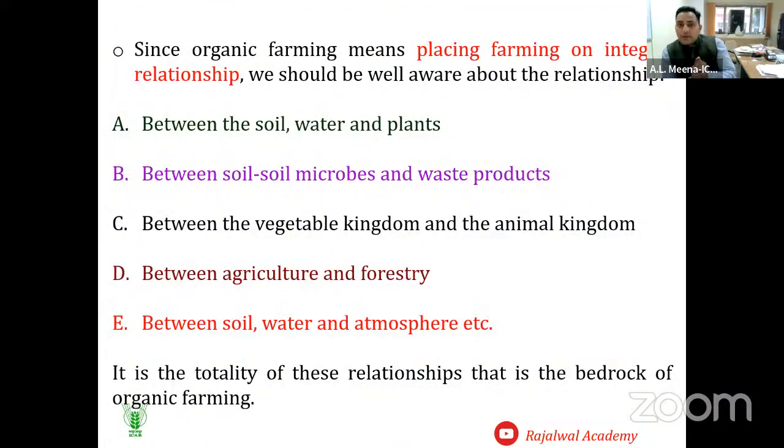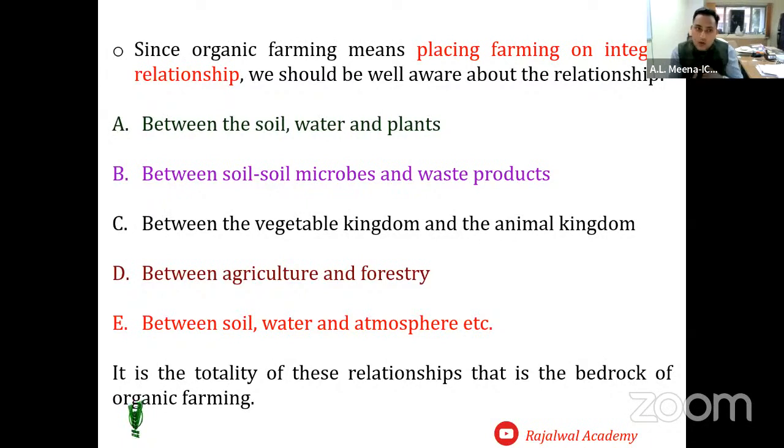Now, since organic farming means placing farming on an integral relationship, we should be well aware of the relationships between the soil, water, and plants, between the soil, soil microbes, and the waste products, between the vegetable kingdom and the animal kingdom, between agriculture and forestry, and between the soil, water, and atmosphere. When we are going for organic farming, we have to keep in mind the integral relationship of these components.